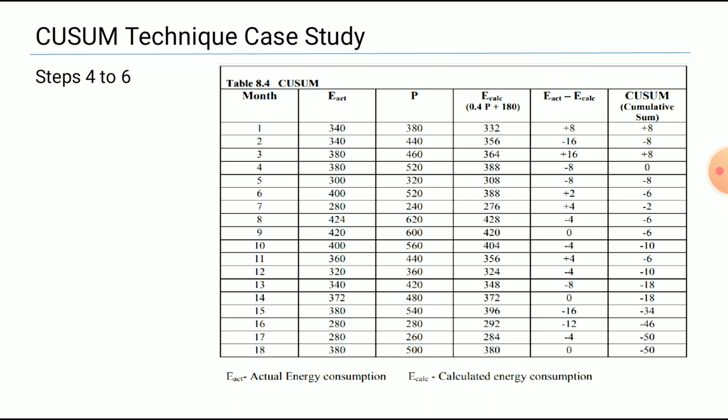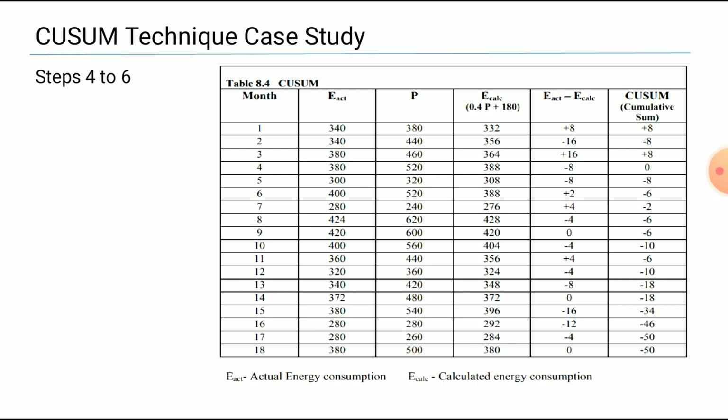up to the last 18 months are shown in this table. For example, for the second month the E actual minus E calculated is minus 16. For the third month it is plus 16. For the fourth month it is minus 8. Like this up to 18 months.